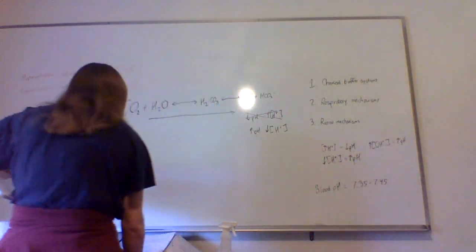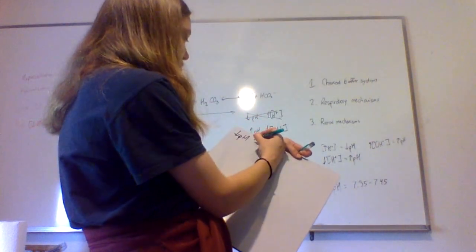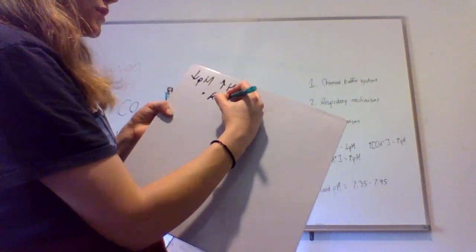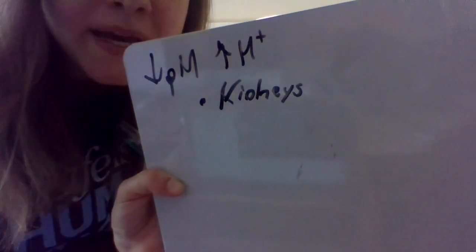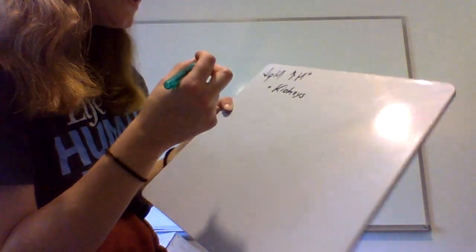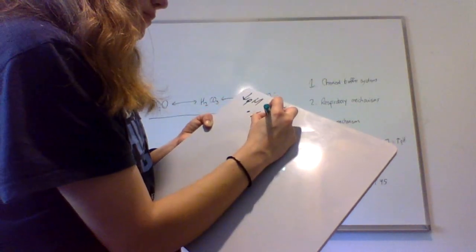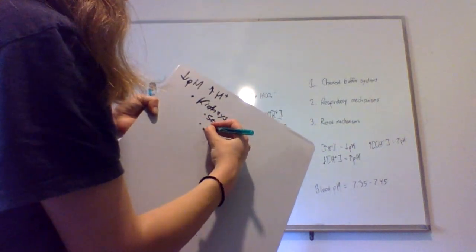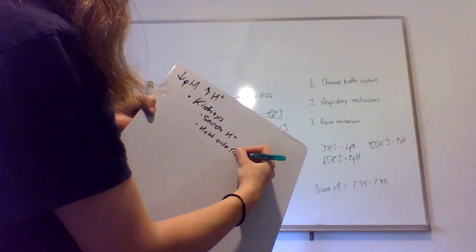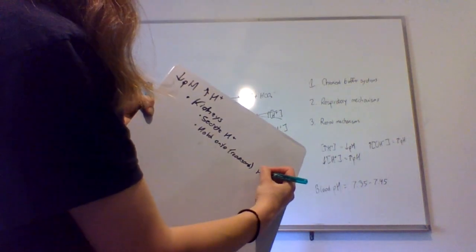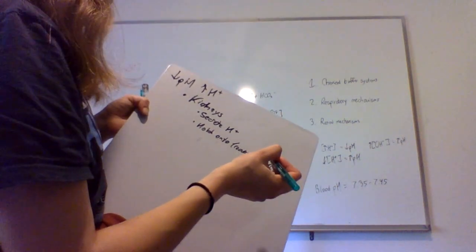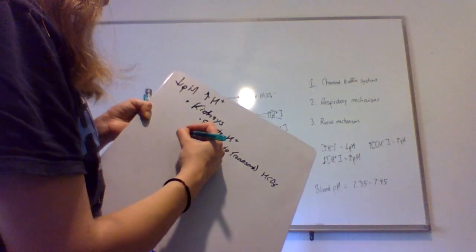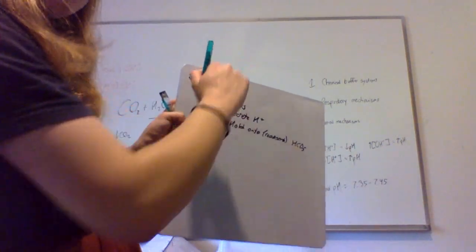Alrighty, so the kidneys. When we have a low pH or a high hydrogen ion concentration, kidneys are going to secrete hydrogen ions and reabsorb HCO3 minus, bicarbonate ions. Now, that's going to lower the H plus concentration because we're getting rid of it, and that brings pH back up.